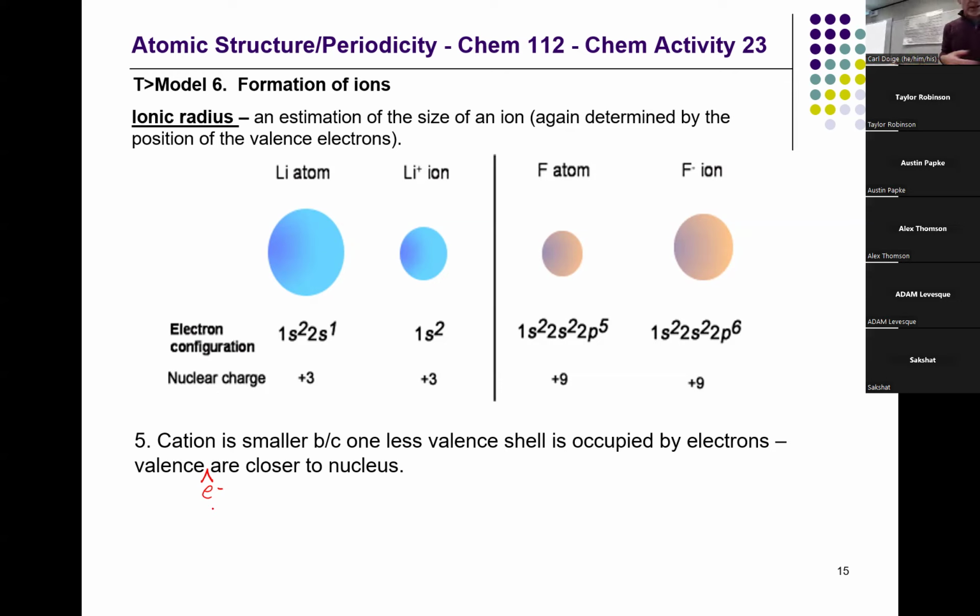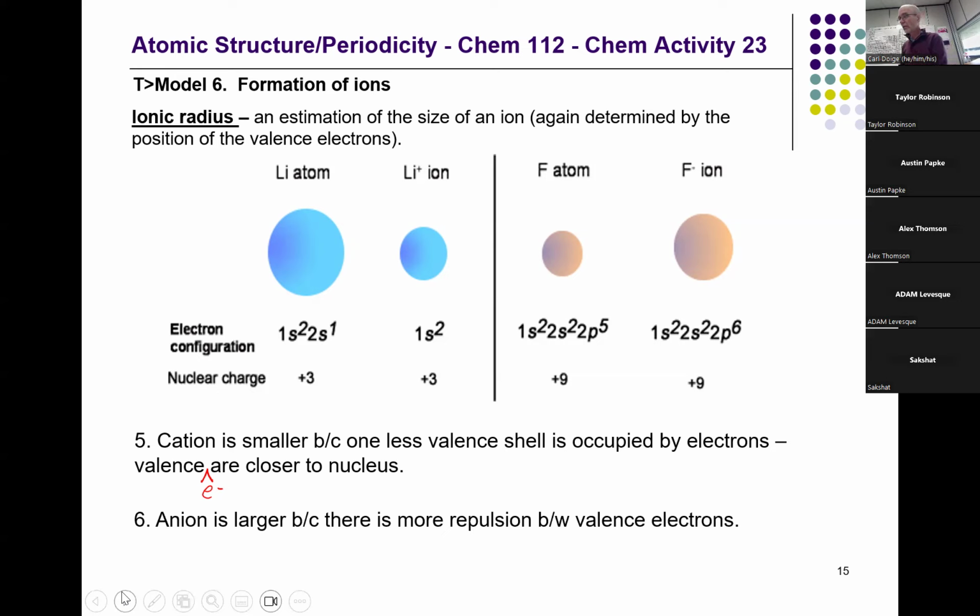So you've got the key questions number 5. The cation is smaller because one less valence shell is occupied by electrons. Valence electrons are closer to the nucleus. And the anion is larger because there is more repulsion between the valence electrons.